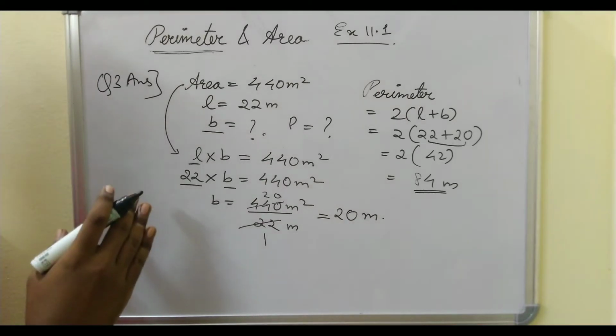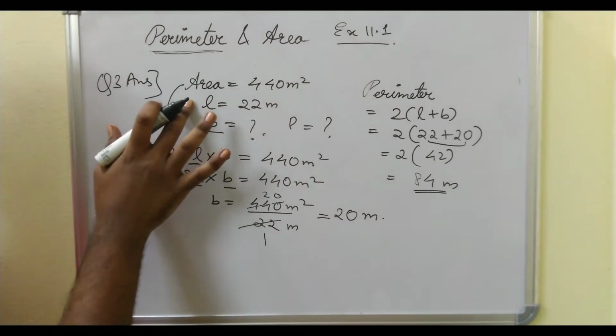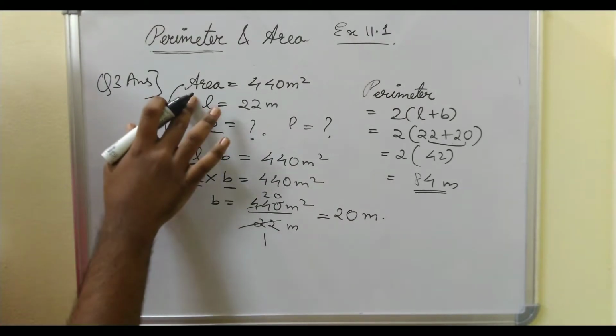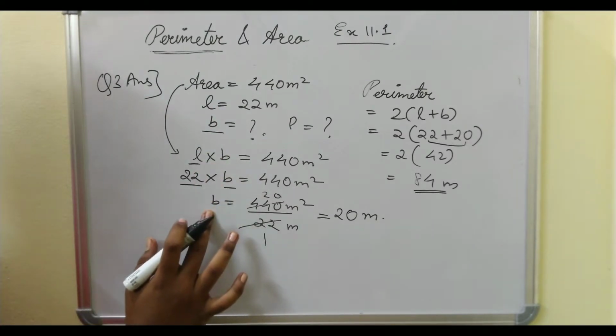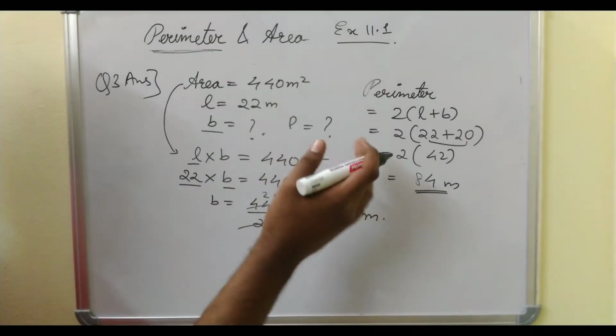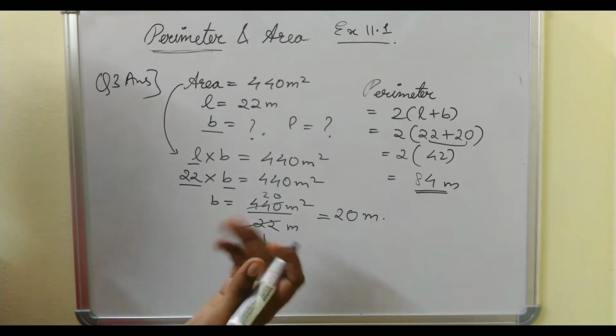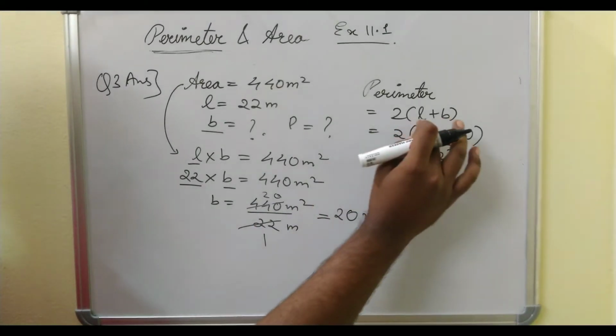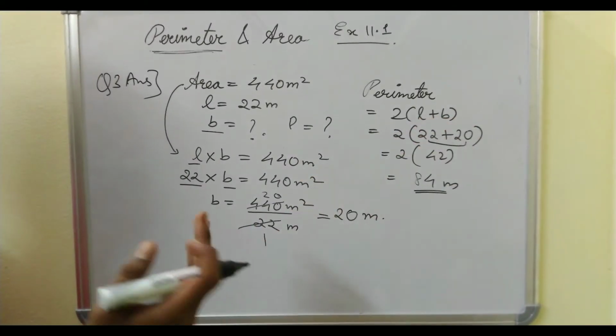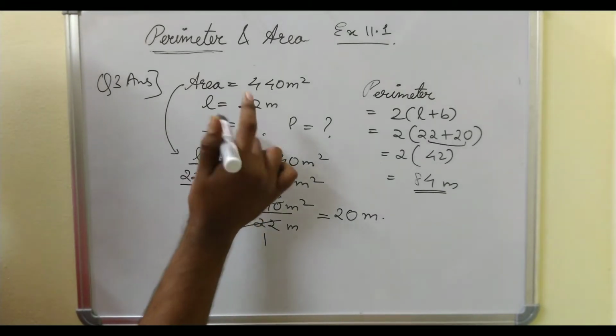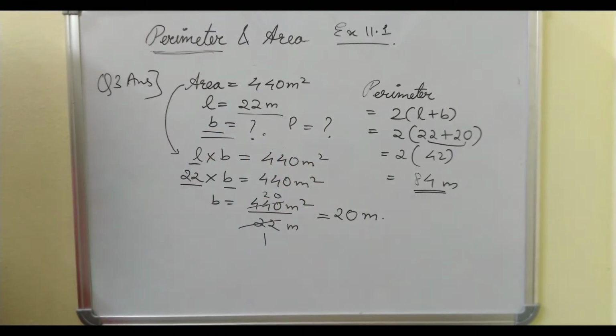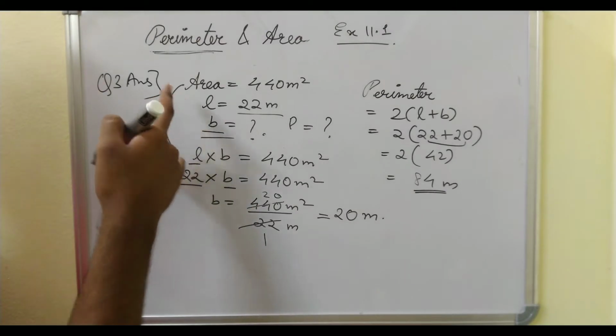So briefly we'll discuss now. Basically, from area we have found out the breadth. From breadth we have to find the perimeter. For finding the perimeter we need both the things, that is length as well as the breadth. So the length is given in the question, breadth we have to find out. From where do you have to find it out? From the given data, that is area.